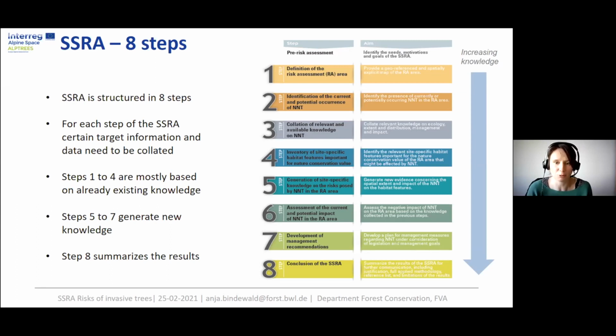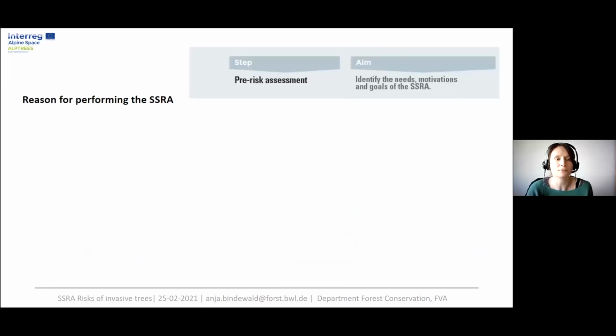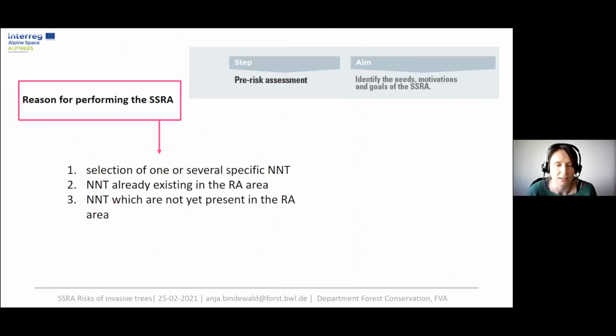I'm not able to go through all the single steps in detail now, but I would like to give you some insights into what is new about this framework and what the major objectives are. First of all, this risk assessment starts with a pre-risk assessment. Here you have to justify why you are performing this risk assessment, so you have to provide the reasons. And here you must include your non-native tree species. You can select, for example, one or several specific non-native tree species which you would like to assess.